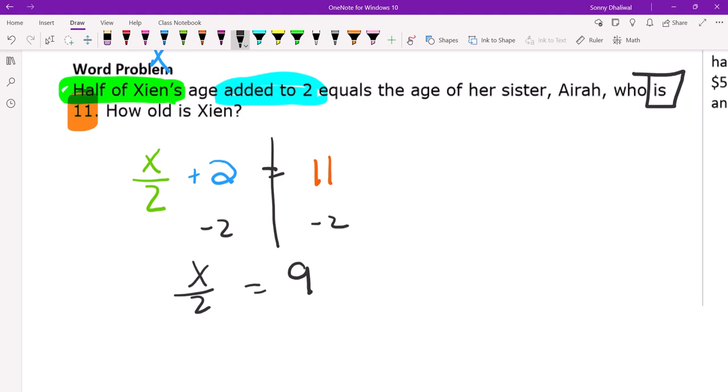I'm glad you guys are getting this. Times 2 on the side. We're dividing by 2, and the opposite of dividing by 2 is multiplying by 2. So times by 2, times by 2. The 2's cancel out. 9 times 2 is 18. Okay.